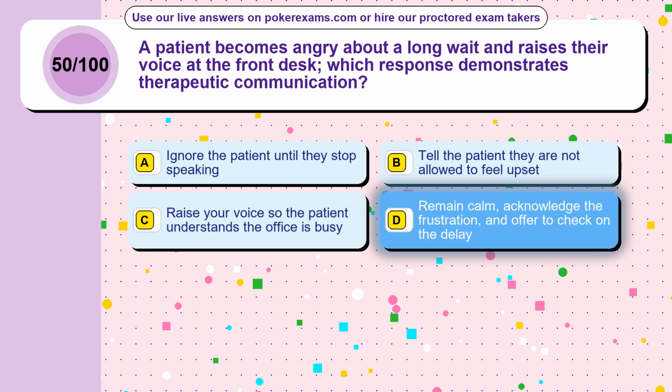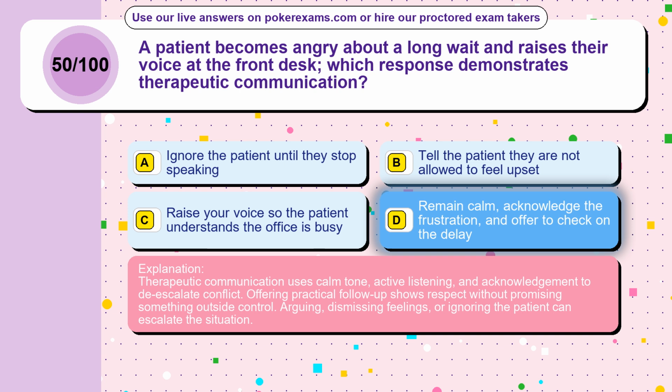The correct answer is option D. Remain calm, acknowledge the frustration, and offer to check on the delay. Therapeutic communication uses calm tone, active listening, and acknowledgement to de-escalate conflict. Offering practical follow-up shows respect without promising something outside control. Arguing, dismissing feelings, or ignoring the patient can escalate the situation.